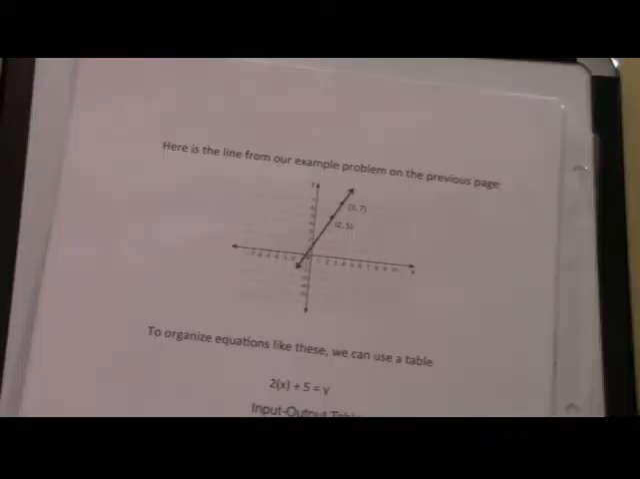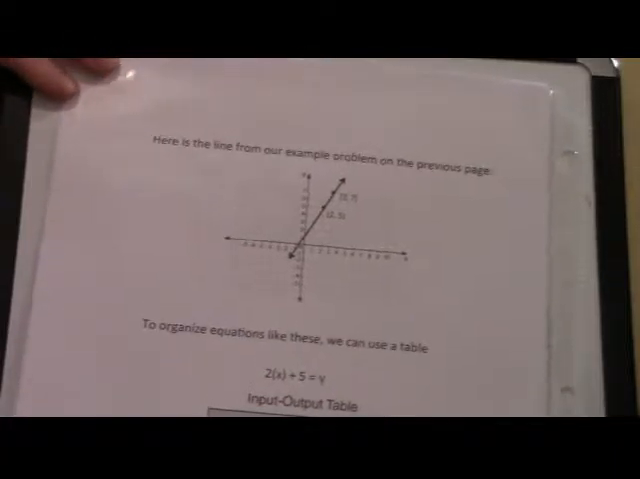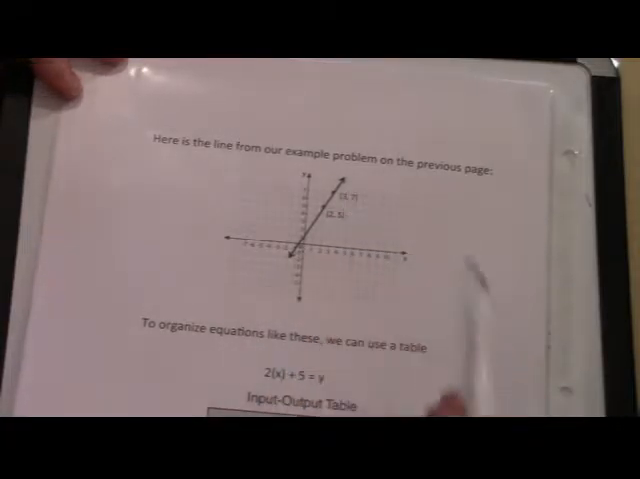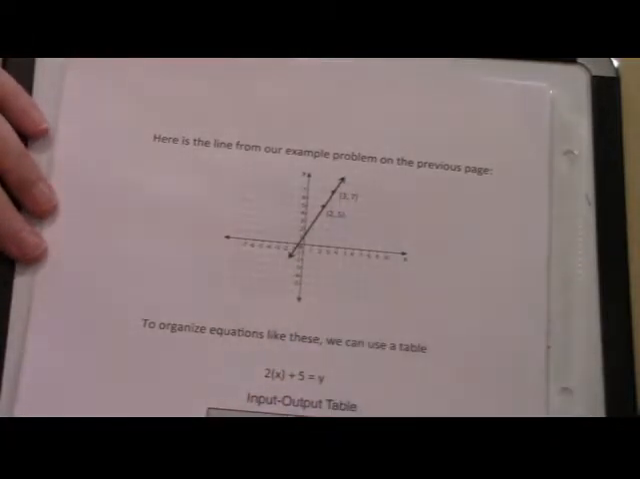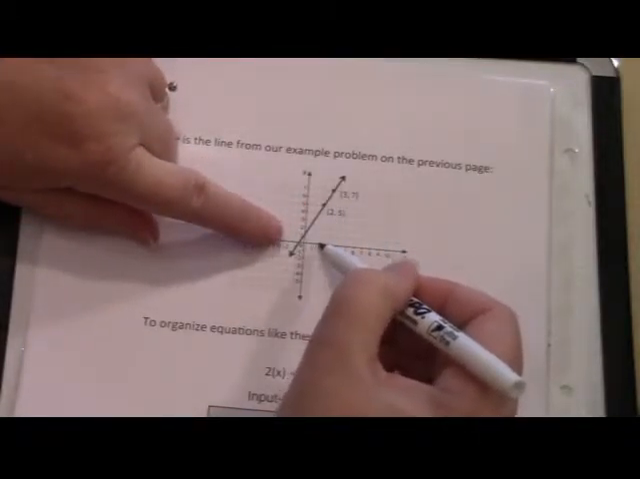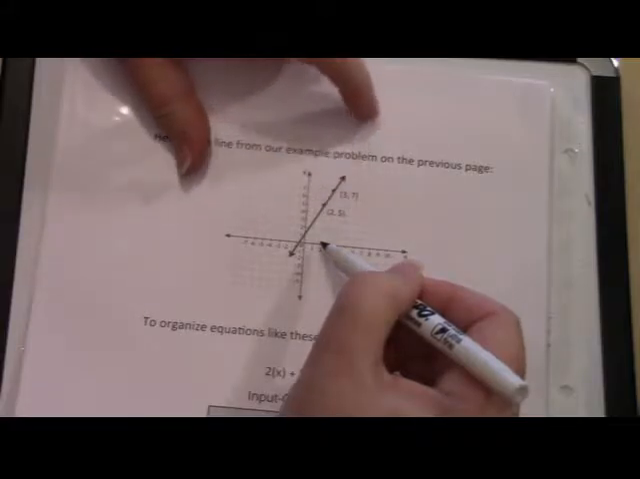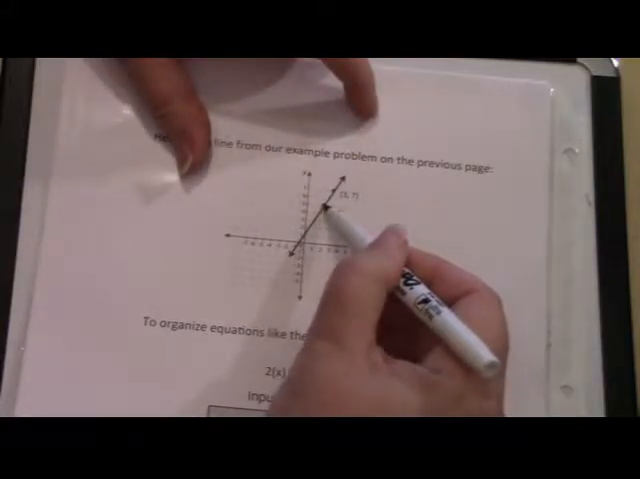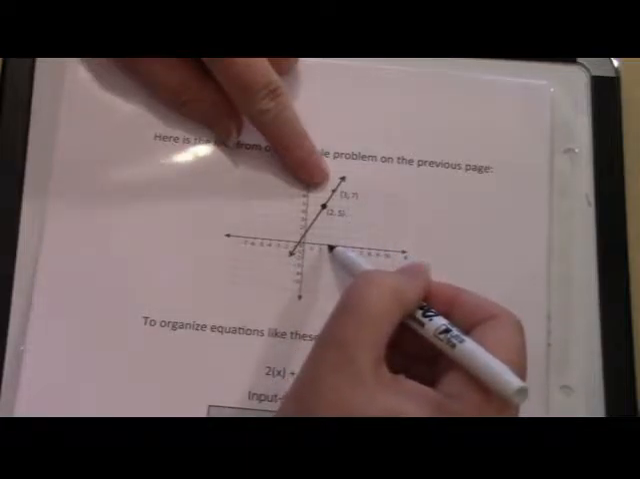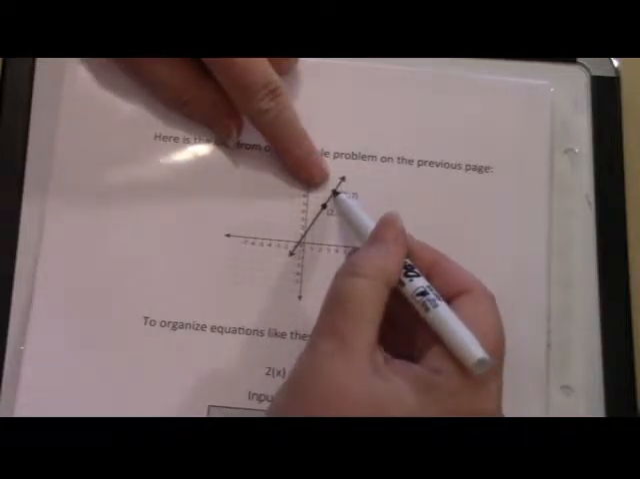Take a look at your next page, and let's take a look at what this line looks like on the graph. So our 2 coordinates, if you recall, are 2, 5, and 3, 7. Well, we've connected them. We have a line. Let's take a look at how we plotted these. We went to the right 2, and we went up 5. 1, 2, 3, 4, 5. Our other coordinate was 3, 7. We went to the right 3, and we went up 7.